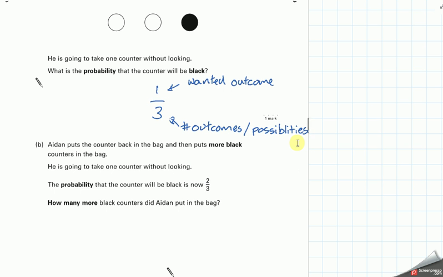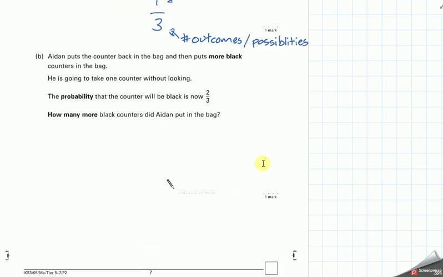I don't understand. If you put some more counters in, we've got to work out how many more black counters he put in. How come it be out of 3? Well, this is how we work it out. Right, can we have a look at it? What probability are these 2 white counters now worth? So out of 3. No, 1/3. The black is 2/3. This says white is 1/3.